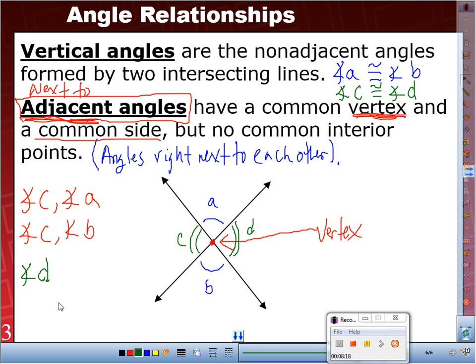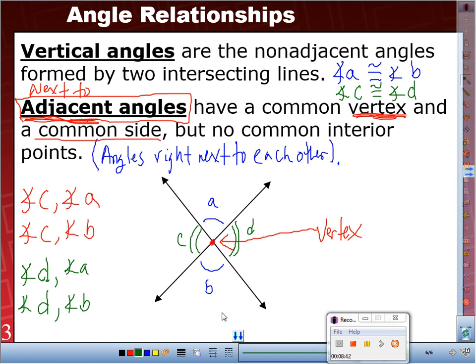Hector, give me the first angle that's adjacent to angle D. Angle A. Does everybody agree that angle A is adjacent to angle D? Okay, so what other angle is adjacent to angle D, Jimena? Angle B. That is correct because they're sharing that one side.